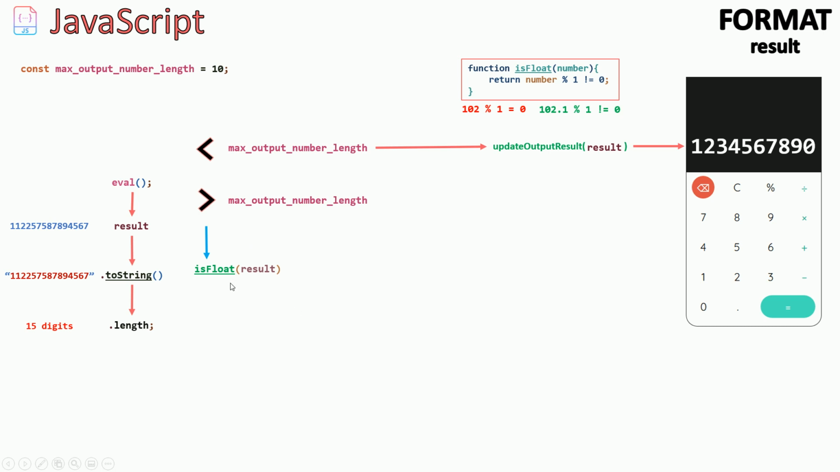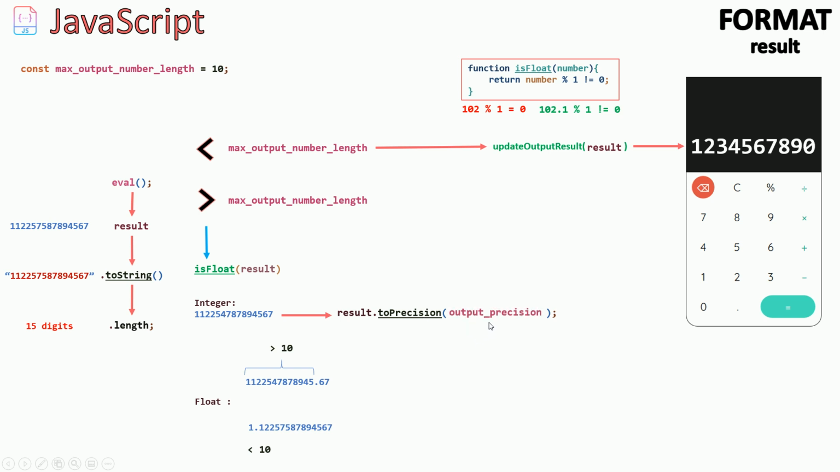So after this function here, we will have two options. It's an integer or it's going to be a float. Again, if it's a float, we'll have two cases there. If it's a number like this, where the length of the integer part, the number of the digits of the integer part, is greater than 10. And here, it's less than 10. We have just one number, for example. Now, if it's an integer, I'm going to use the toPrecision method that will take in the output precision and then show that to the user. Output precision here is equal to 5.